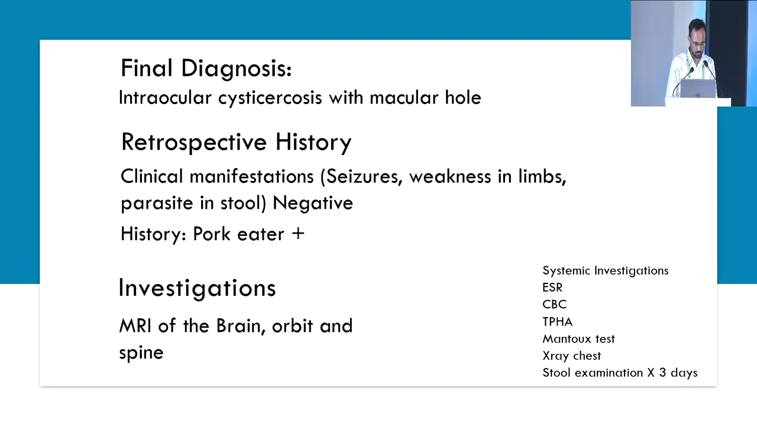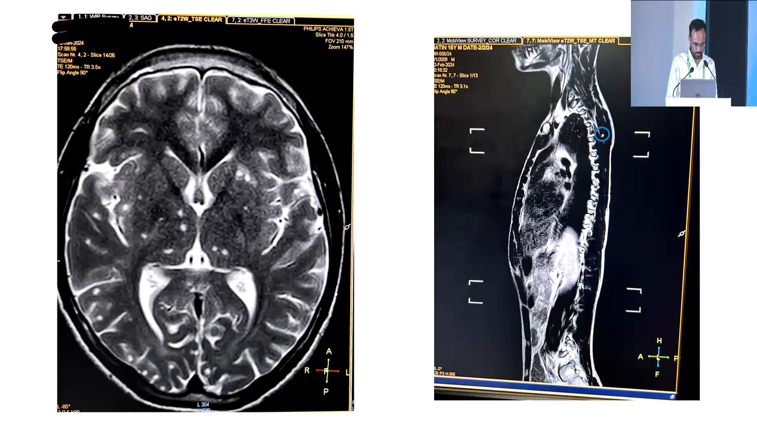The final diagnosis was made of intraocular cysticercosis with macular hole. The patient was asked if he had eaten any pork, and he revealed that yes, he was a pork eater. MRI of the brain, orbit, and spine was ordered. MRI showed multiple enhancing lesions in the brain parenchyma, similarly in the spine.